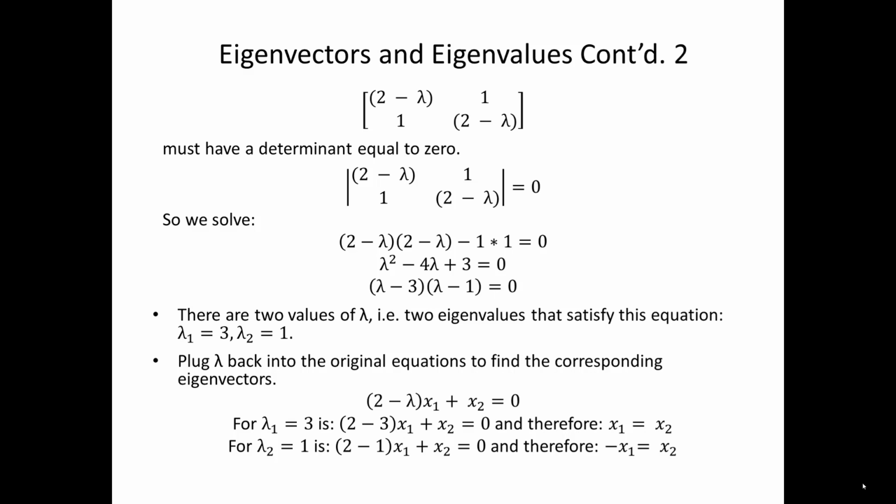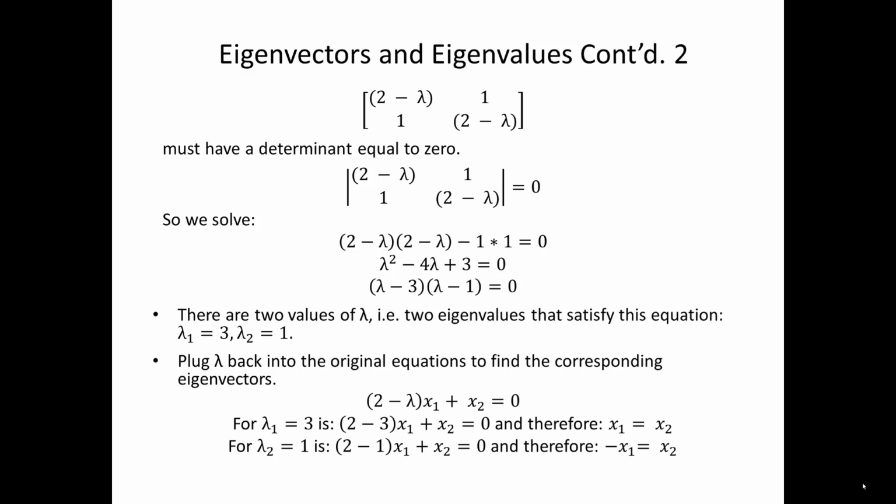Eigenvalues can be considered to measure strength or relative length in the n-dimensional space where eigenvectors have both direction and magnitude. Eigenvalues are simply the strength or magnitude. You can refer to Hefferon's for his three-dimensional example. If we plug lambda back into the original equations to find the corresponding eigenvectors, that's 2 minus lambda times x1 plus x2 equals 0. For lambda 1 equal to 3, solving the equation, we get x1 is equal to x2. For lambda 2 equal to 1, when we solve, we get x1 is equal to minus x2.